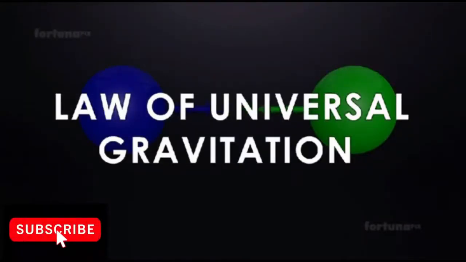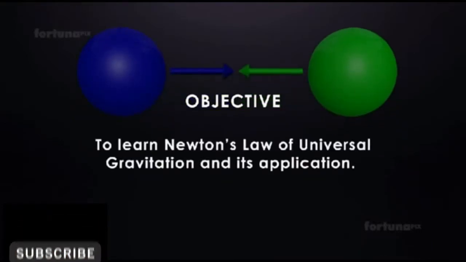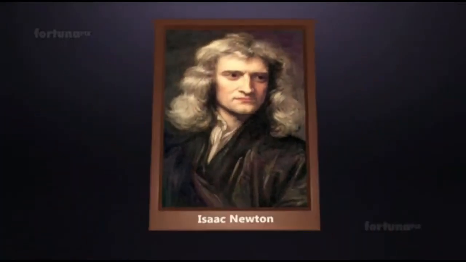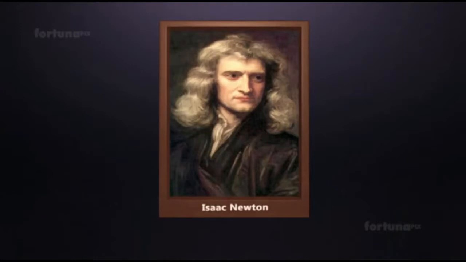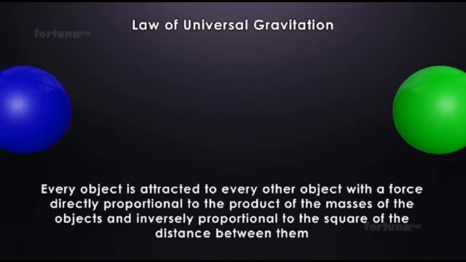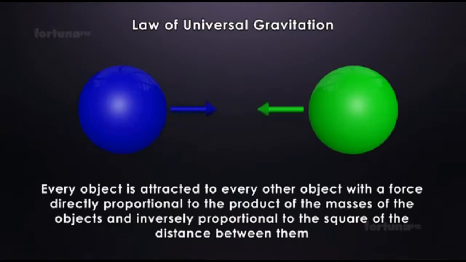Law of universal gravitation. Objective: to learn Newton's law of universal gravitation and its application. In his law of universal gravitation, physicist Sir Isaac Newton proposed that every object is attracted to every other object with a force directly proportional to the product of the masses of the objects and inversely proportional to the square of the distance between them. Newton's law of gravitation can be expressed in an equation.